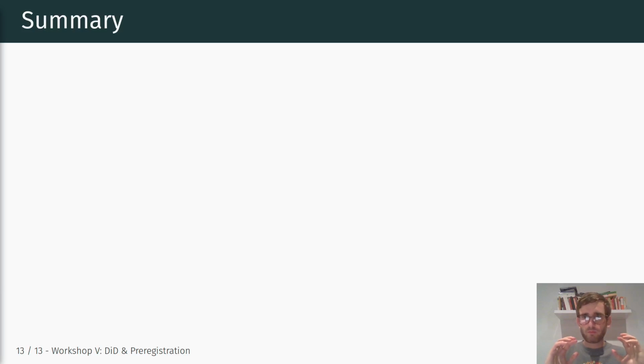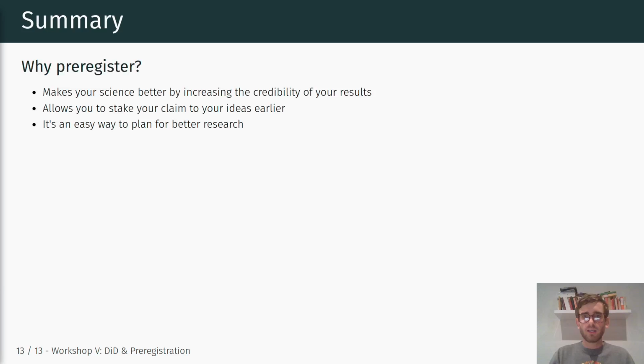So to provide a very brief summary, why should you pre-register? First, it makes your science better by increasing the credibility of your results as a communication device. It allows you to stake your claim to your ideas earlier. And thirdly, it is an easy way to plan for better research, right? So not only does it lock in your hypothesis and makes your results more credible, it also forces you to think more deeply about your design, about how to measure your outcomes of interest or your independent variables.